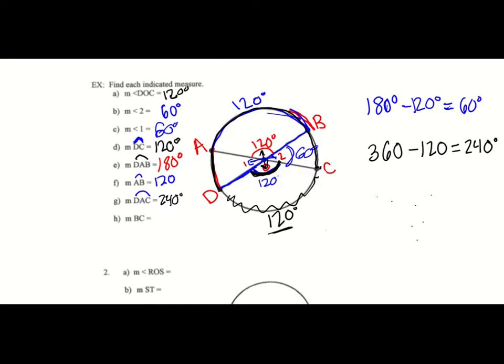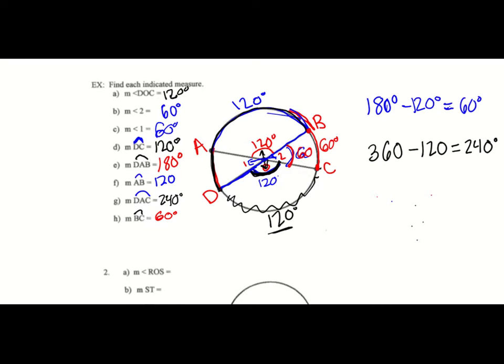And then our last one asks for BC. BC is this piece right here from point B to point C. We know that the inside, angle 2, was 60 degrees. That makes our arc 60 degrees as well.